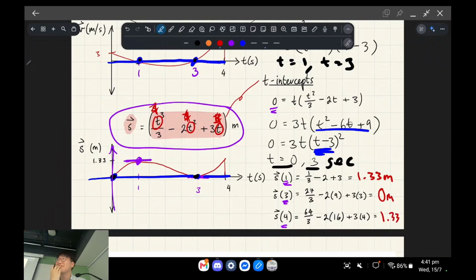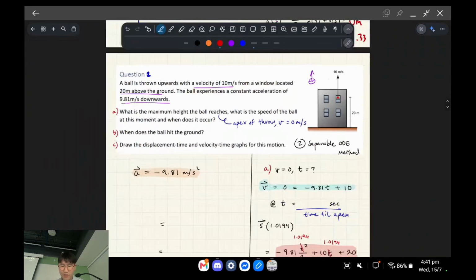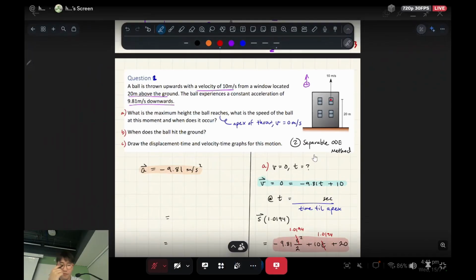All right. Fantastic, we made it to the end. So that's question 1. All right. So question 2, we're going to do using the separable ODE method.